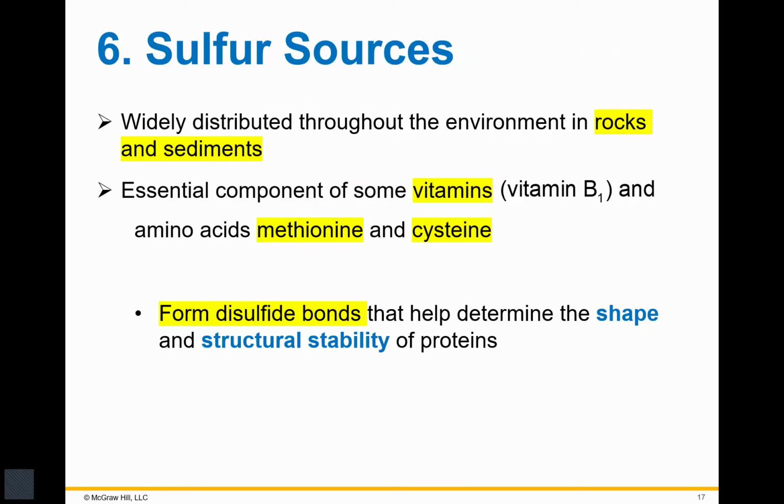Now, the sixth and last nutritional source is sulfur. Sulfur is found in some amino acids such as cysteine and methionine, and sulfur can be obtained through rocks and sediment. They are widely distributed in the environment. Sulfur is important in creating disulfide bonds, which helps to give the three-dimensional shape and structural stability of proteins.